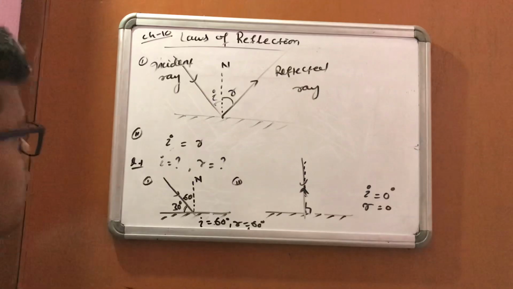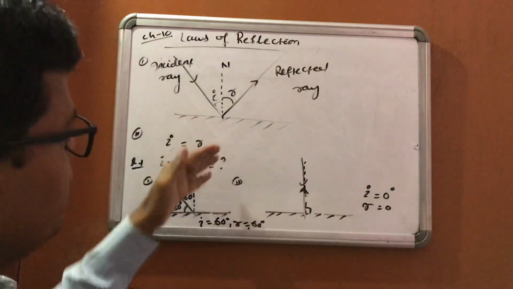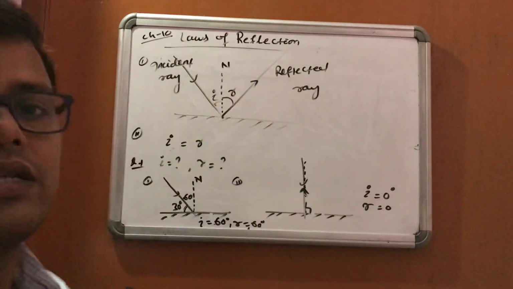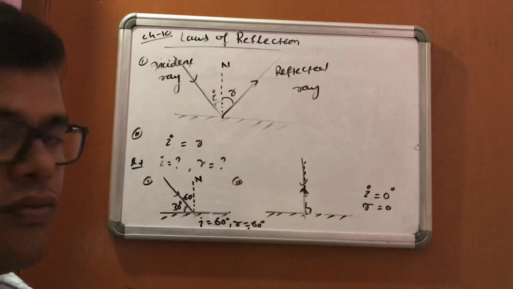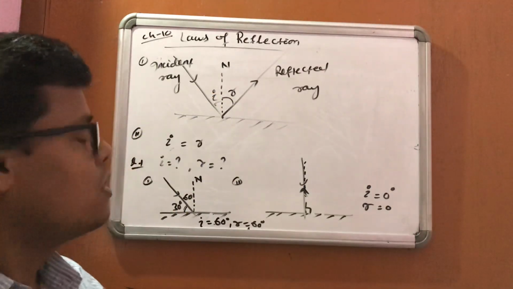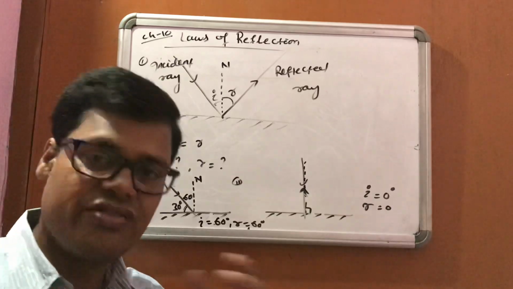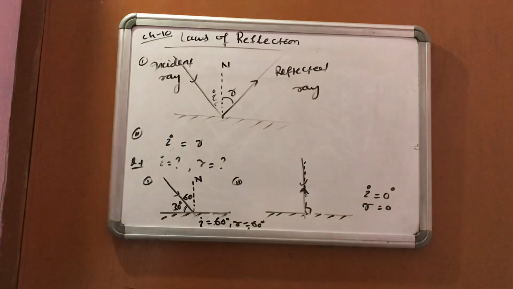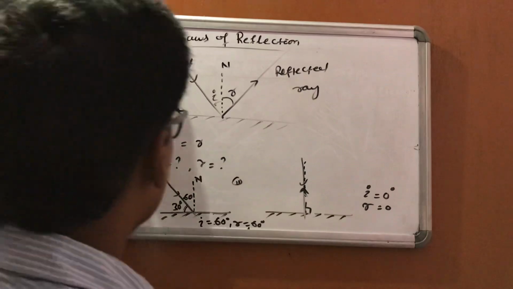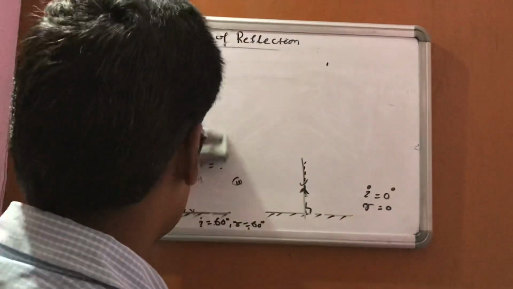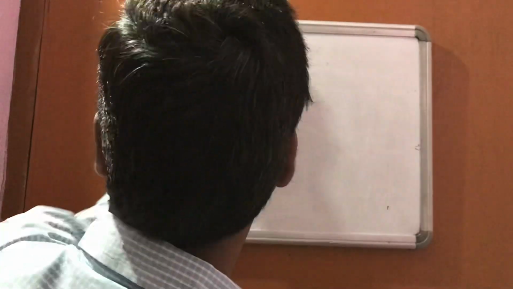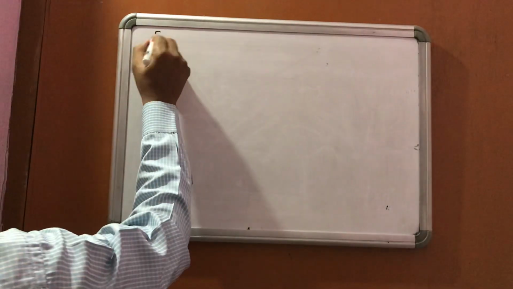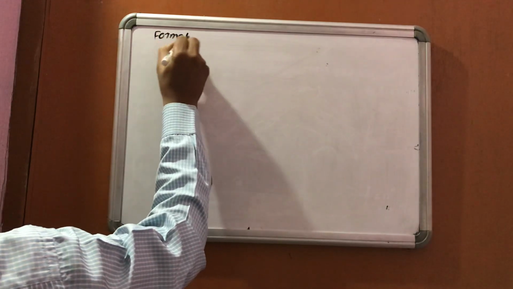So is it clear? The first law is that the incident ray, the reflected ray and the normal all lie in the same plane. The second is that the angle of incidence is equal to the angle of reflection. Now, formation of image in a plane mirror.